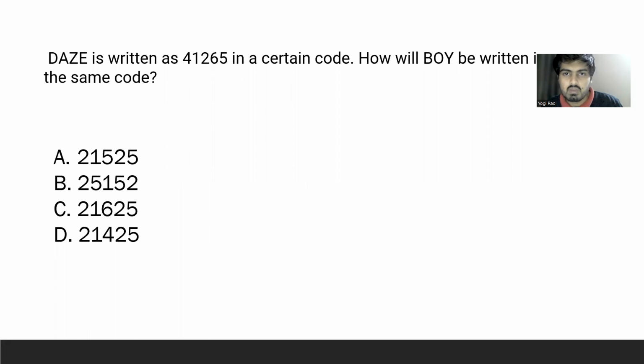Coming to the questions. First, I have taken easy questions. I have taken 5 questions. Starting will be easier and then the difficult ones. Here we can directly see that D is 4, A is 1, Z is 26, and E is 5. So it was an easy guess. Coming to boy, B is 2, O is 15, and Y is 25. So 2, 15 and 25. First option will be correct.